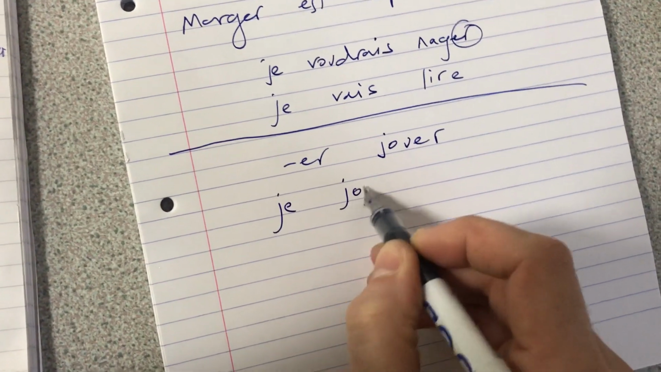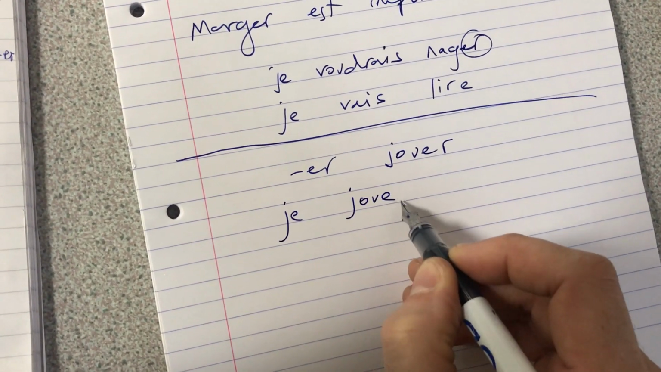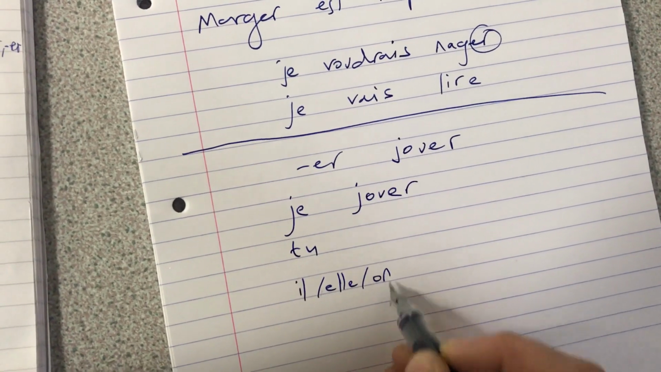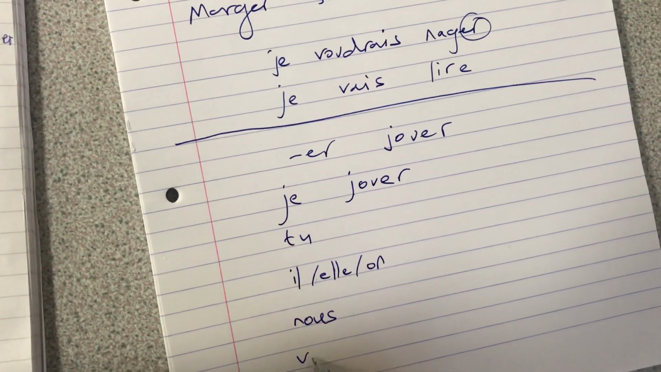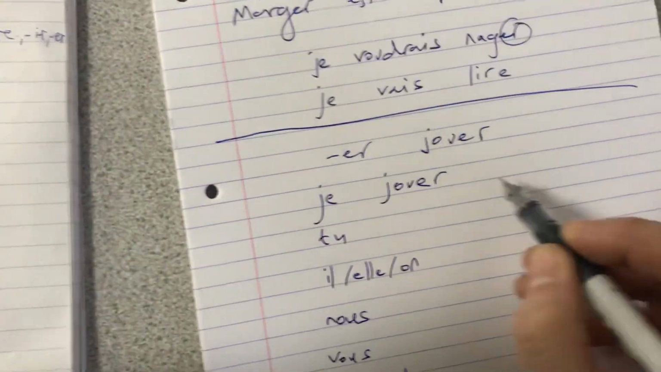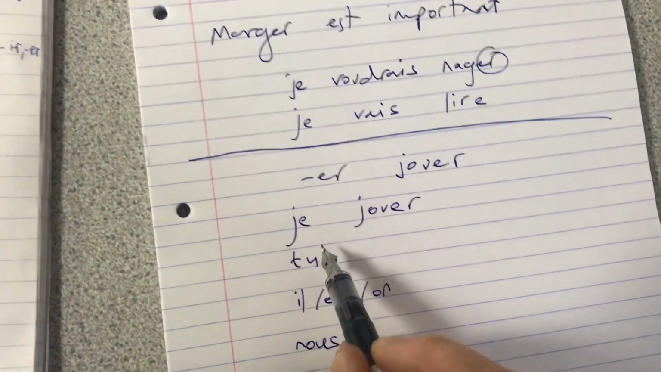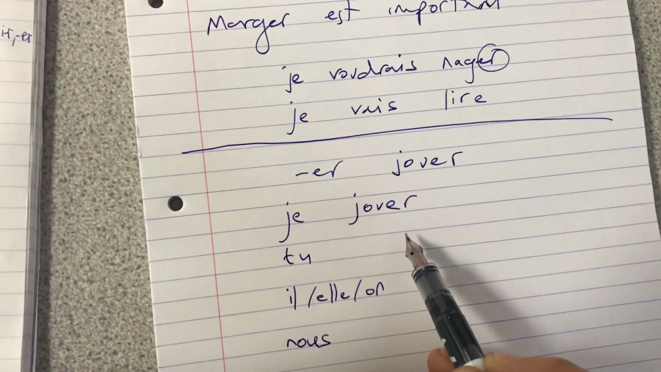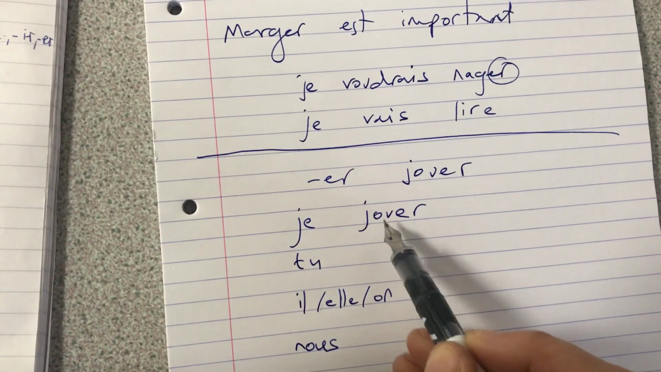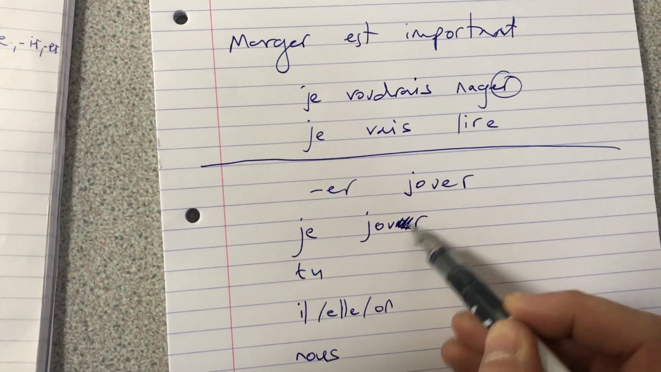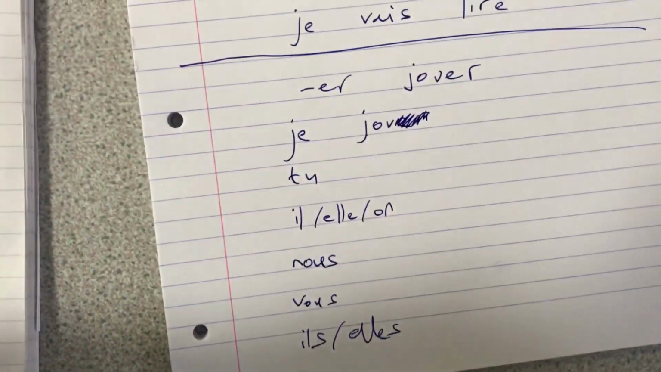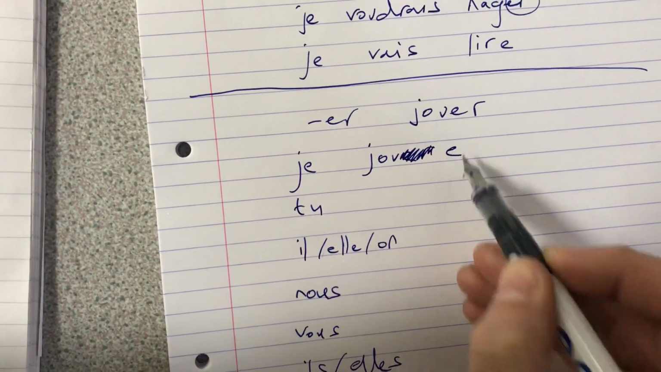What you need, for each of the people, je, tu, il, elle, on, nous, vous, ils, and elles, is the stem. What you aren't able to do is write je jouer using the full infinitive, because that would be I, to play. So you take off the ER ending and you add on the correct ending for that personal pronoun. So je joue, we add an E.